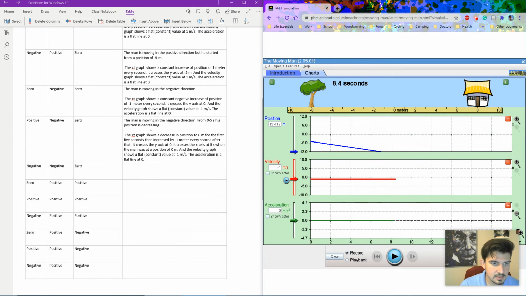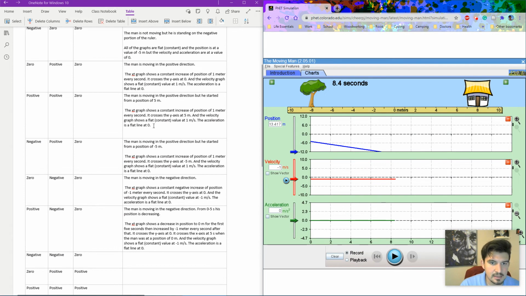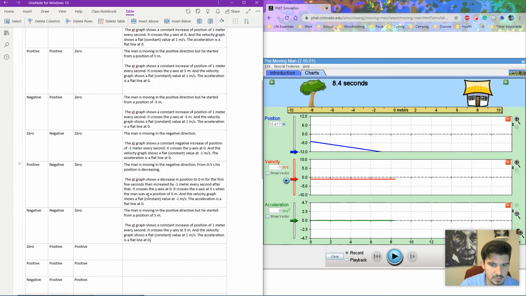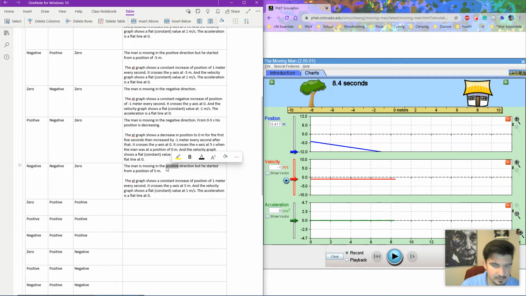So this is basically the same thing as when both of those signs matched. The only thing we need to change is he's moving in the negative direction, but he started from a position of -5 meters. And we would say that the xt graph shows a constant negative increase, or increase in the negative direction, of position by -1 meters every second. That tells us that his velocity is to the left. He's going in the negative direction.